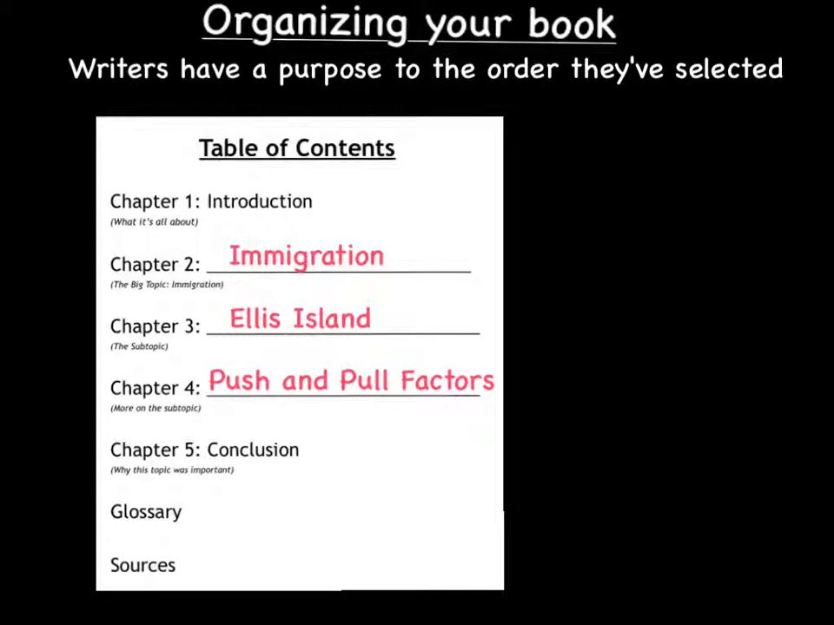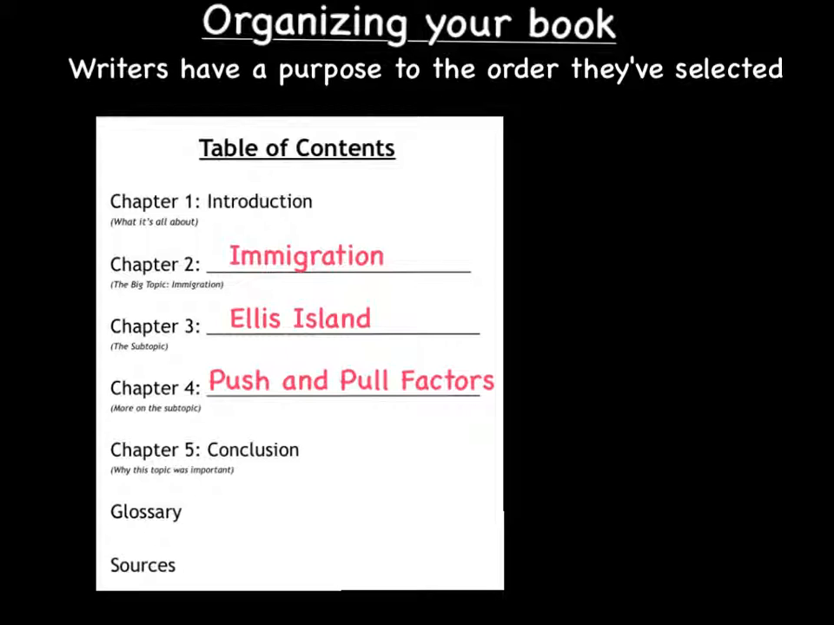So for my topic, I chose Ellis Island. So I want to zoom in on Ellis Island and also push and pull factors, because these are the things that made people immigrate and in turn go to Ellis Island. Then everybody again is going to have Chapter 5, Conclusion. This is why the topic was important. And then everybody is going to have a glossary and everybody is going to have sources.